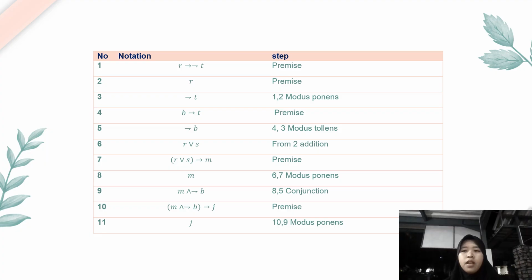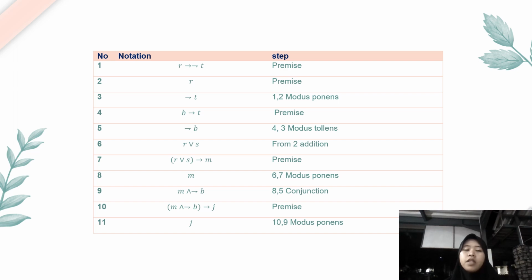So from the premises before, step 1 is R implies negation T, a premise. Step 2 is R, a premise. Step 3 is negation T, which we get from 1 and 2 by modus ponens. Step 4 is B implies T, from the premise. Step 5 is negation B, from 4 and 3 by modus tollens. And step 6 is R or S, from 2 by addition.